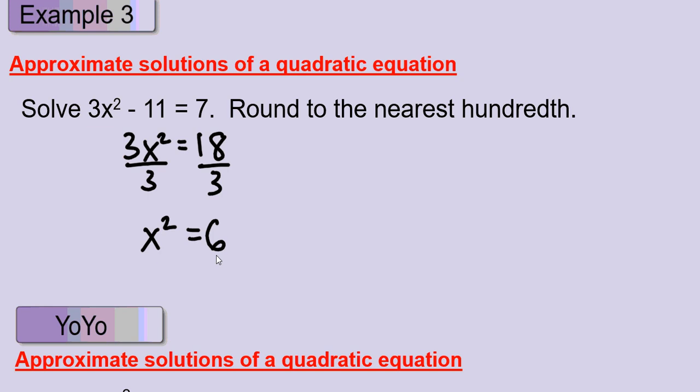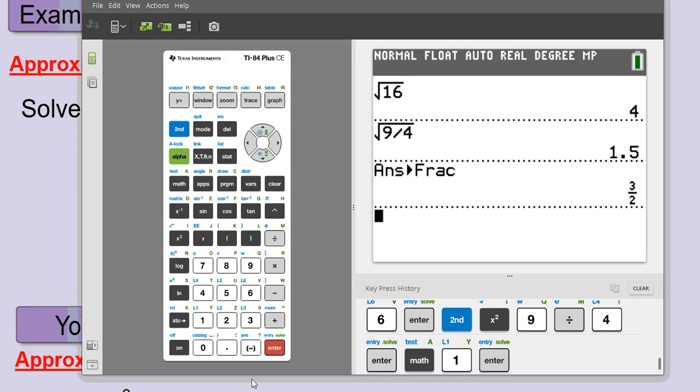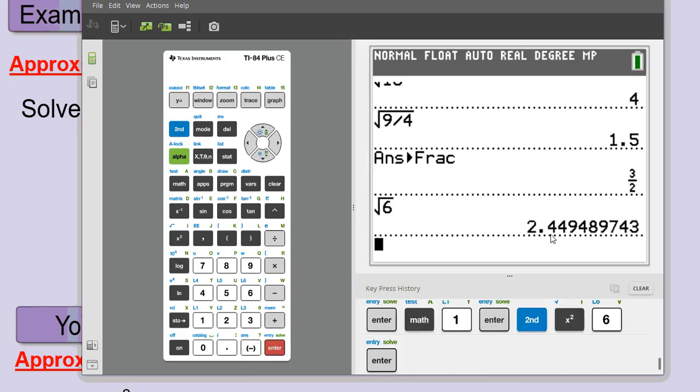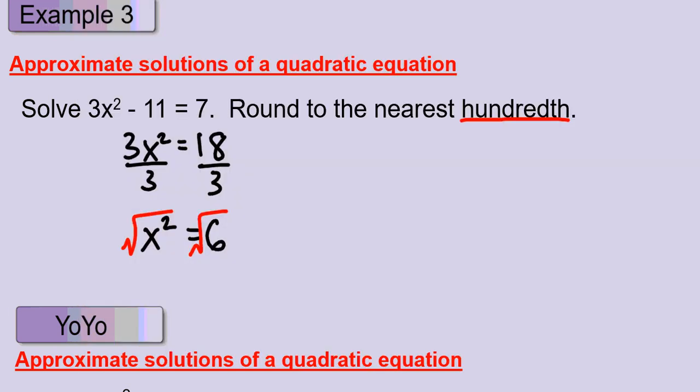6 is not a perfect square, so when I take its square root, I'm going to have to use decimals because the square root of 6 is what we call an irrational number. It goes on forever and it never repeats, so we're going to have to just stop the decimal at some point to get an approximate answer. Here it's telling us to go to the nearest hundredth. That's to 2 decimal places. So the square root of 6 to 2 decimal places is 2.4, and then the second digit, the 4, gets rounded up because behind it is a 9, so it's 2.45.